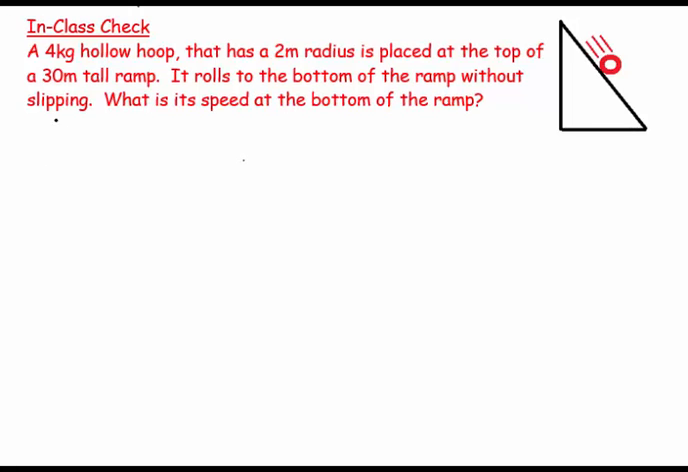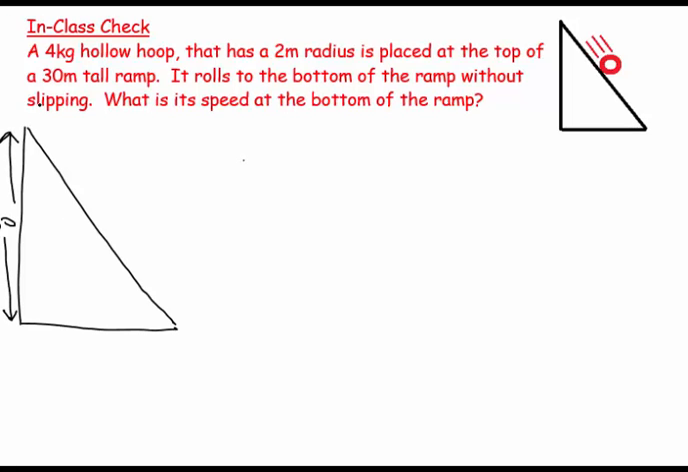So if we visualize this, we have 30 meters, and then we have the hollow hoop here. We let it go. It's down here. It has a velocity, and we want to find this velocity down here. It's to do with conservation of energy, isn't it?